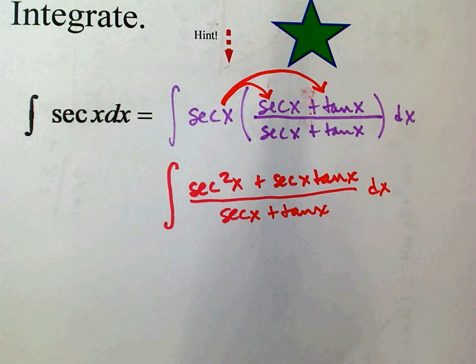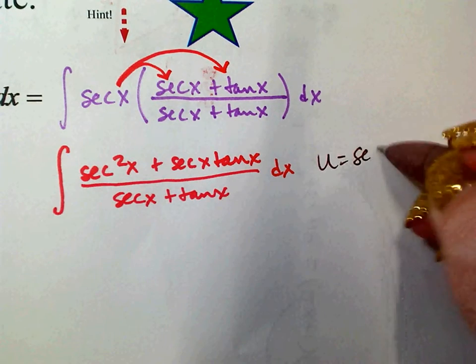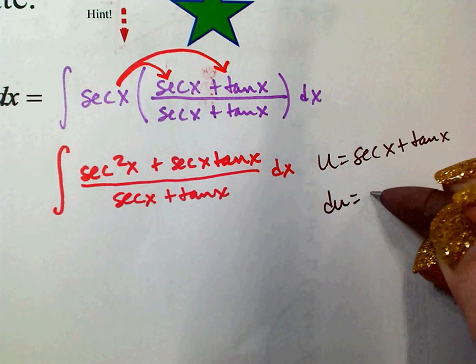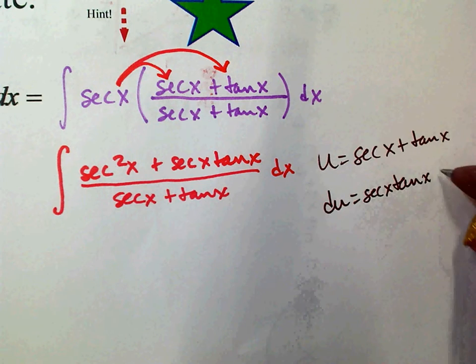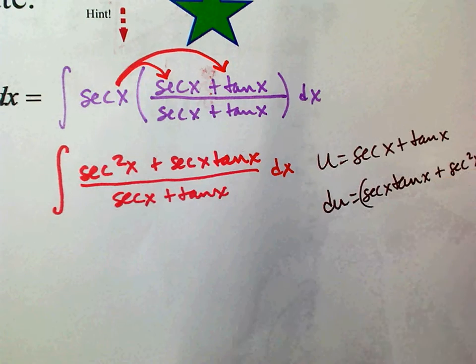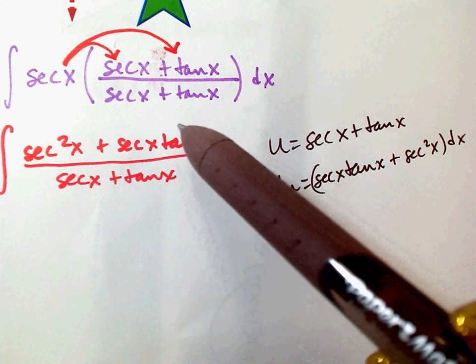Write it down. u equals secant x plus tangent x. What's du? The derivative of secant is secant tan. What's the derivative of tangent? And there you go. The numerator is du. Okay, so obviously I'm showing you this because I would never in a million years expect you to come up with it, right? But once you've seen it, you have to be able to reference it.